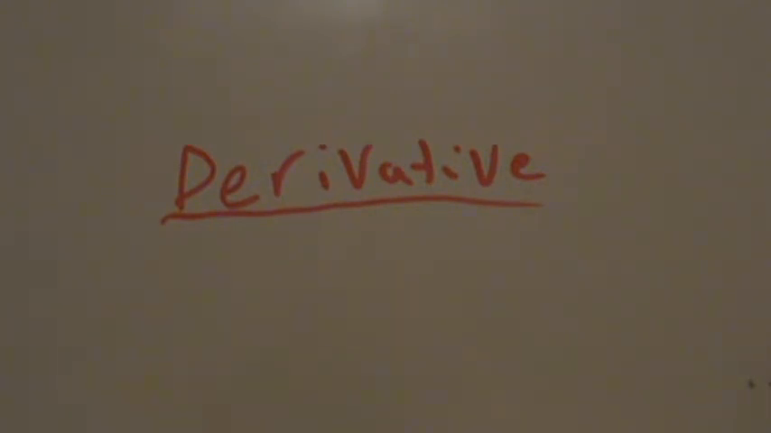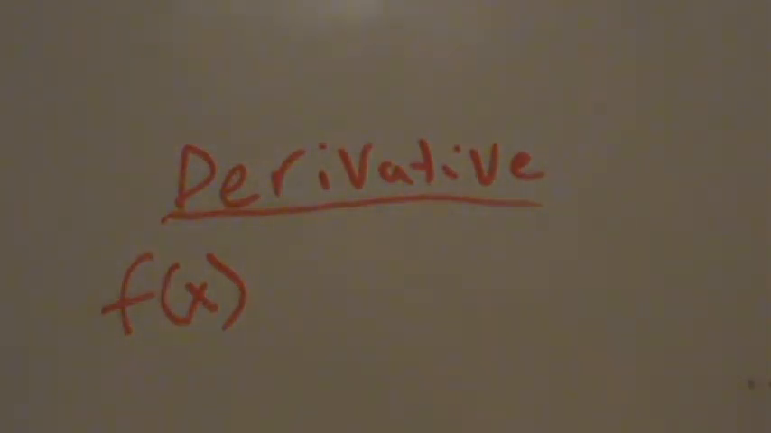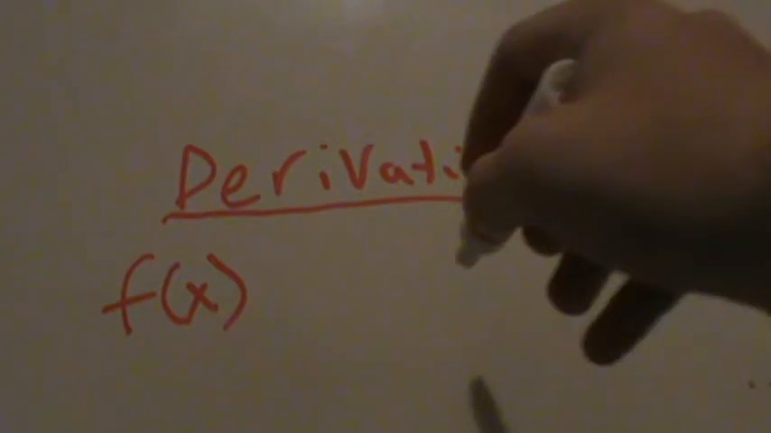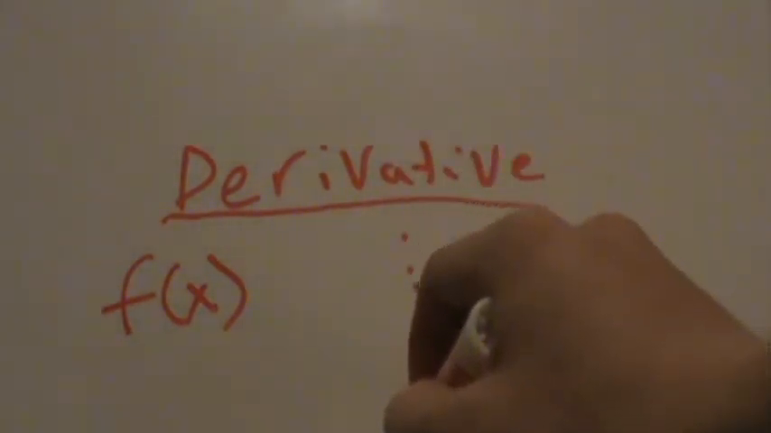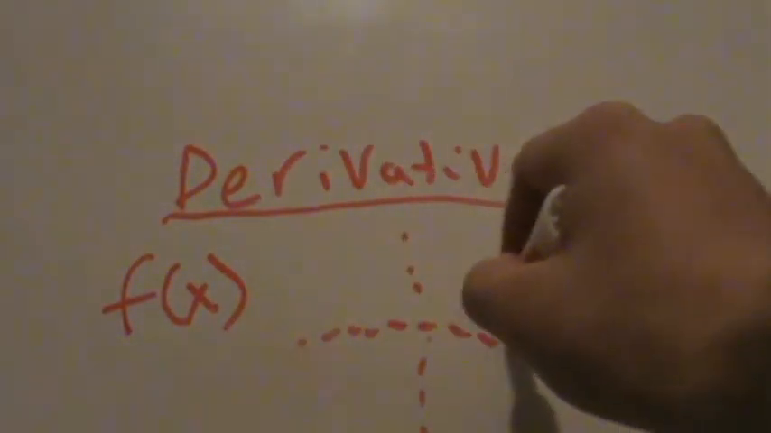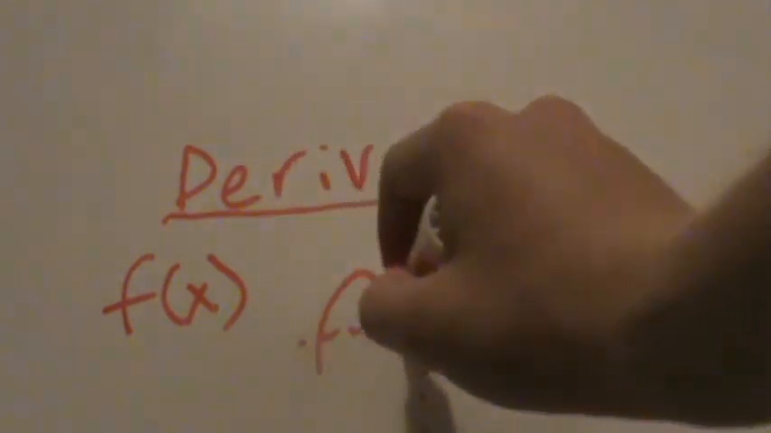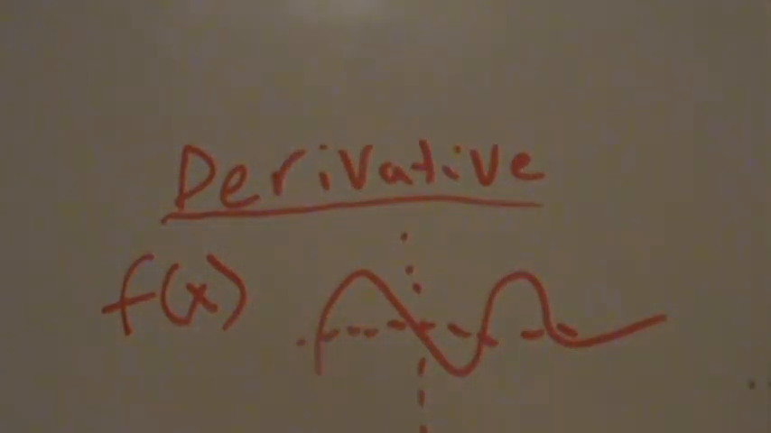So let's say we have an f of x, and this is a function in terms of x. Let's just graph it. It will just be an arbitrary function, something like that. So this right here, our f of x, is our primary function.